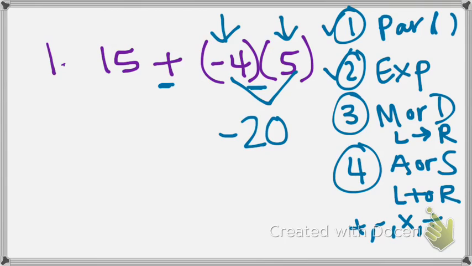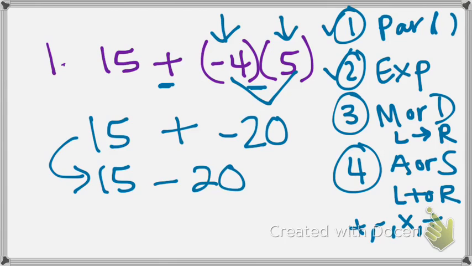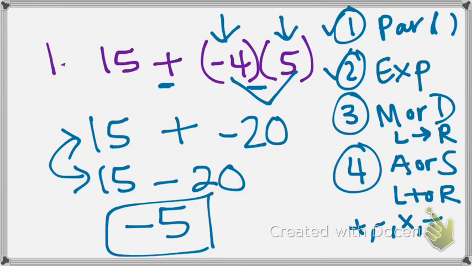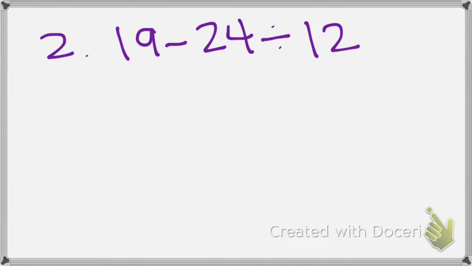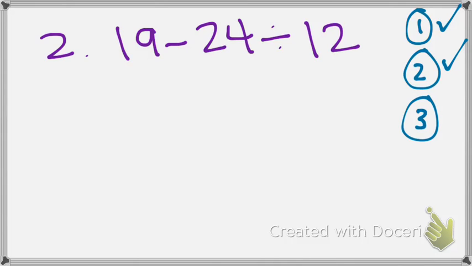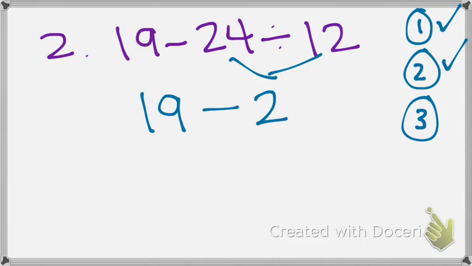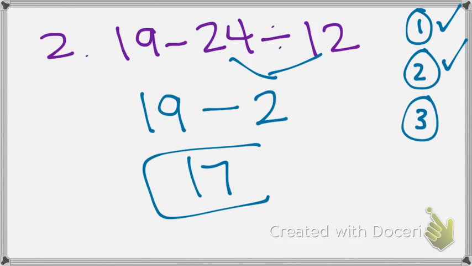Do I have to bring down the plus sign? No, because plussing a negative is the same. If I write this or if I write this, these are the same thing. So I'm just going to do 15 minus 20, and I get -5. Here, again, I'm going to go through my levels. Do I have parentheses? No. Level 1 is done. Exponents? No. Level 2 is done. 3, multiply or divide. Well, I got division, so I'm going to do that. 24 divide 12. There's 2 12s in 24. Bring down 19, minus, and I get 17.